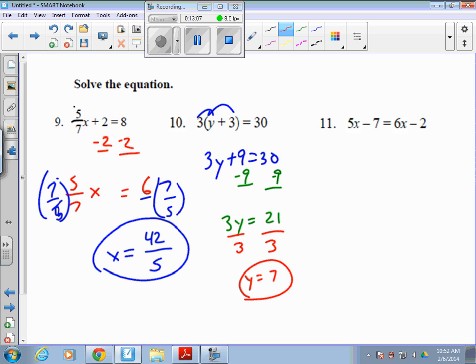You've got variables on both sides for number 11. Move the smaller one to the larger one. 5 is smaller than 6, so move it over. It's positive, so subtract it. Do it here. 6 minus 5 is 1x.